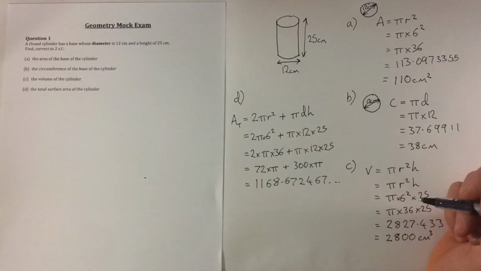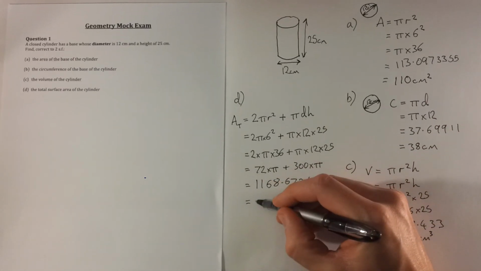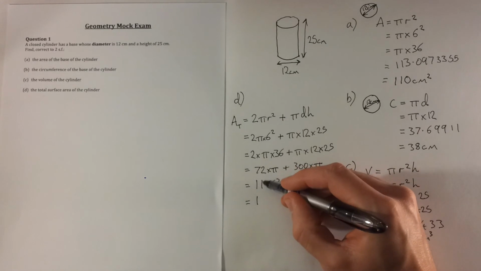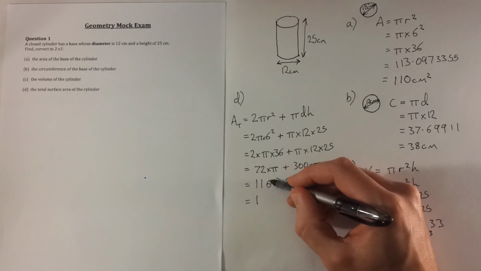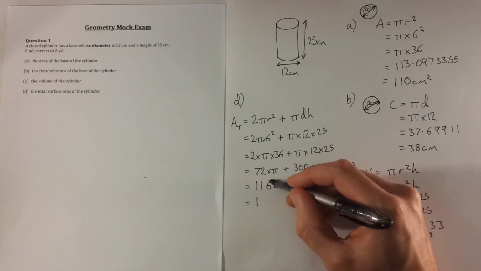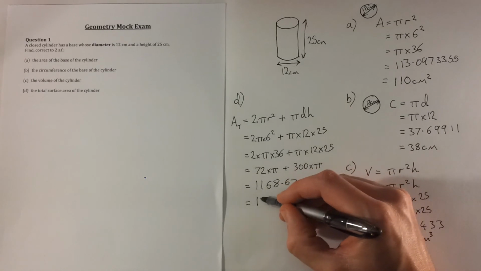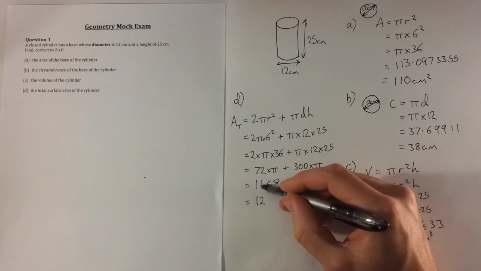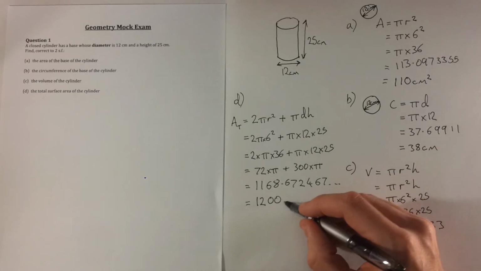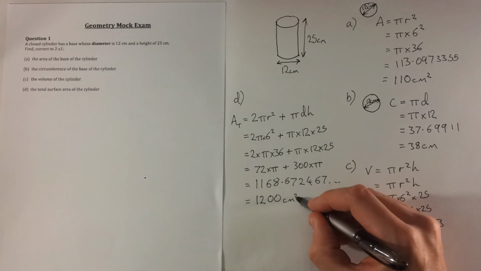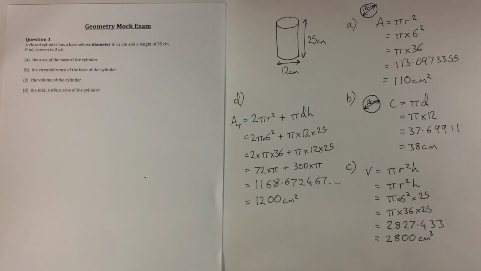1168.672467, and so on. Rounding this off to two significant figures, here's our first significant figure, 1. Here's our second significant figure, which is also a 1. But then if we consider the number after that, which is a 6, that number falls into the category of being 5 or above, which means that the second figure has to come up to a 2, which gives us 1,200, and of course our units for this are area, so that will be centimetres squared. That's the complete answer to question 1 on the geometry mock exam.